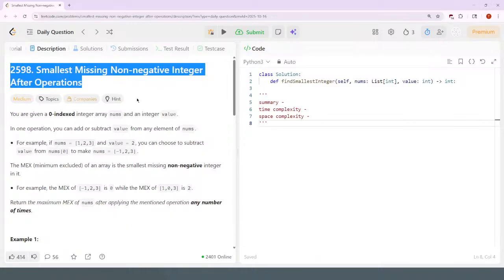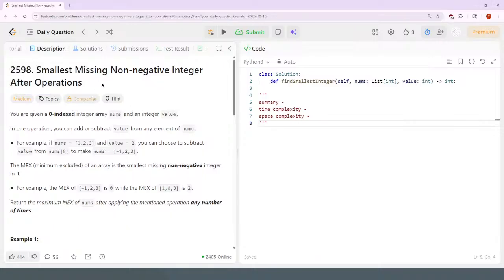Alrighty, let's see what we got. Smallest missing non-negative integer after operations. Medium. You're given a zero-indexed integer array nums and an integer value, and one operation can add or subtract value from any element of nums. For example, if nums is 1, 2, 3 and value is 2, you can choose to subtract value from nums[0], making it negative 1, 2, 3.